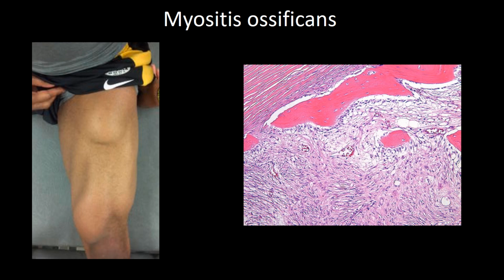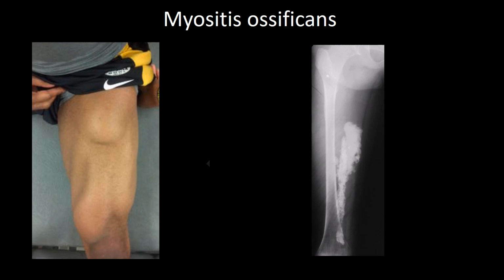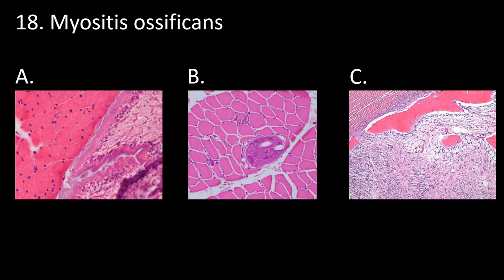Myositis ossificans is essentially a metaplasia of the intramuscular connective tissue resulting in extraosseous bone formation without inflammation, as you can see in this muscle biopsy. An X-ray approximately 3 weeks after the injury is usually required to confirm the diagnosis. The ectopic bone, as you see in this frame, is readily seen. So the answer to this question is C.